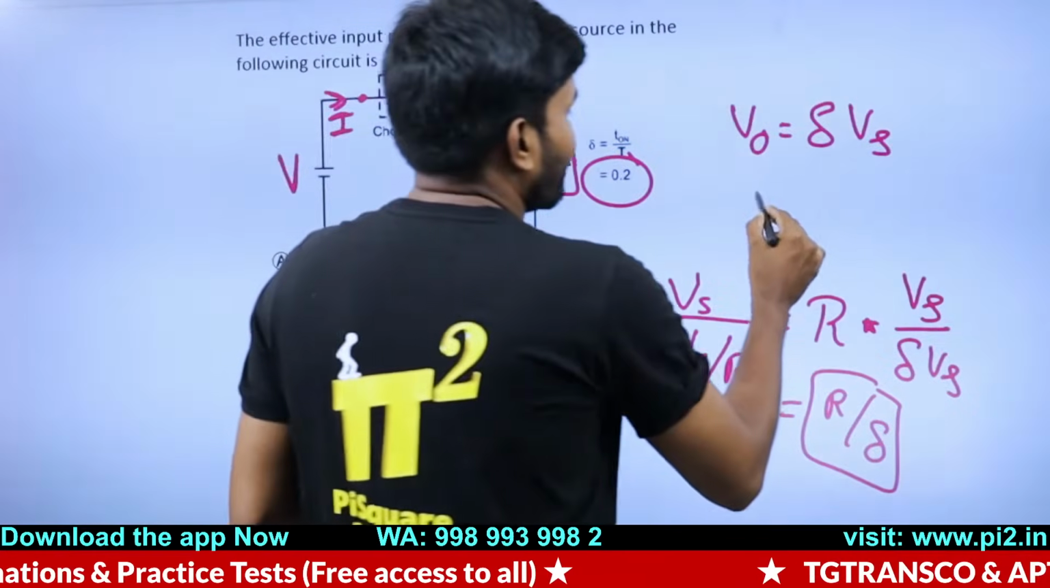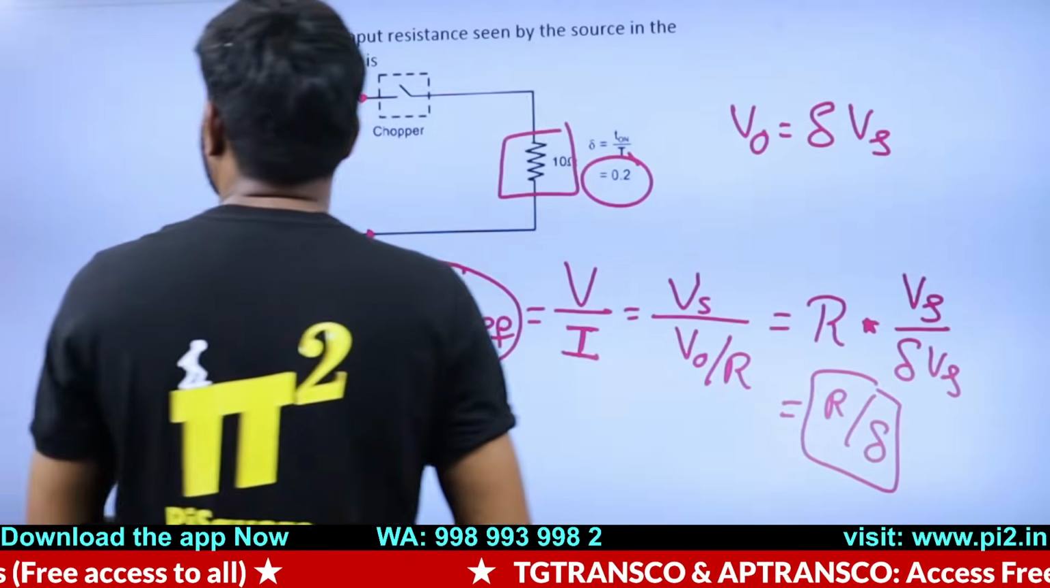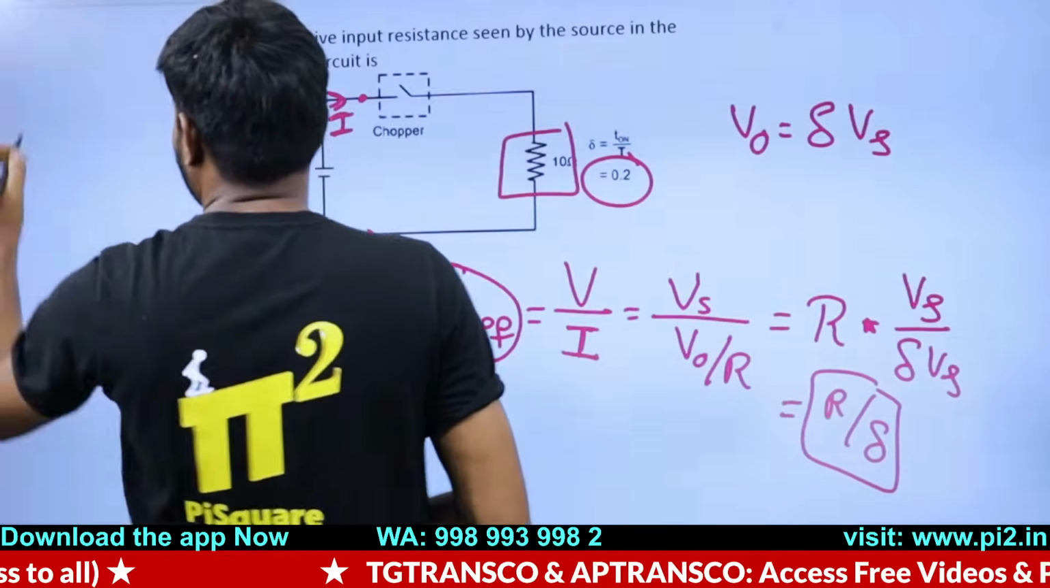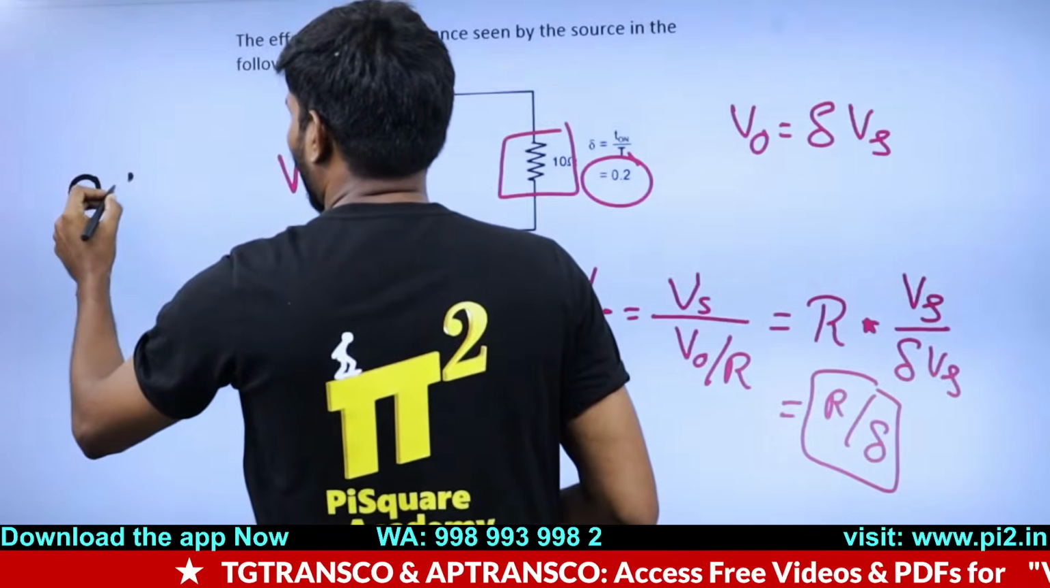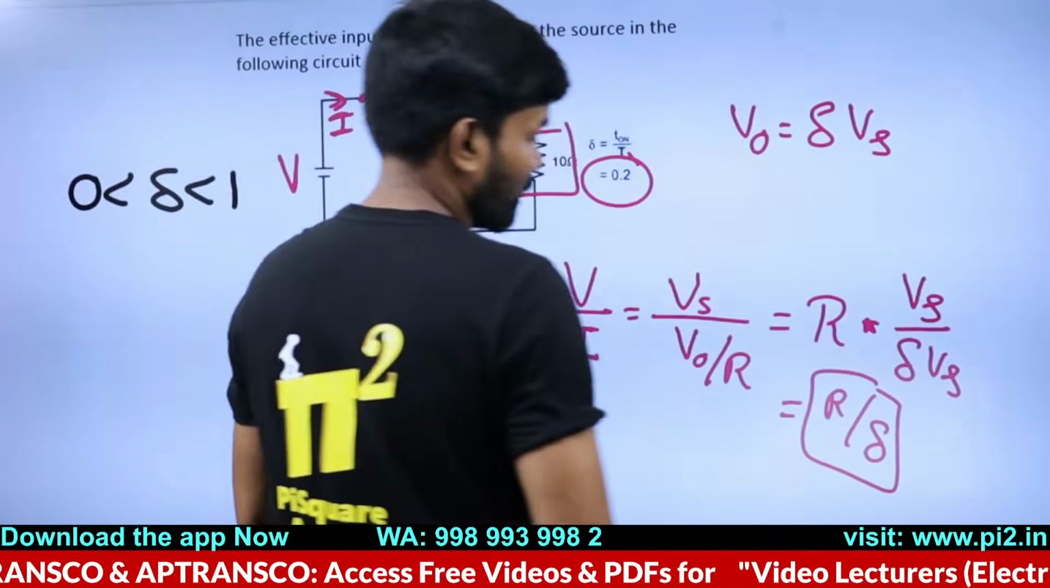The range of delta, what is the range of delta? Give it in the chat. Range of delta is 0 to 1.